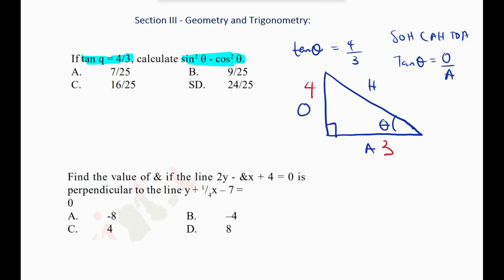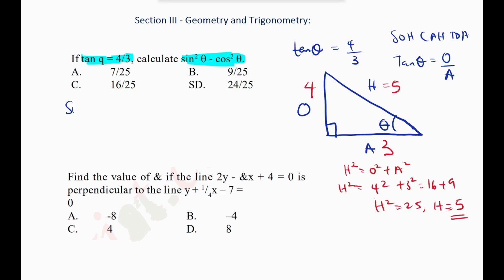So our hypotenuse, we need to use our Pythagoras. Remember, hypotenuse squared is equal to opposite squared plus adjacent squared. That becomes hypotenuse squared equals 4 squared plus 3 squared, which is 16 plus 9. H squared is equal to 25, so H is equal to 5. So this place is 5. So sine squared theta plus cos squared theta is what? Remember that sine theta is basically opposite over hypotenuse, so O over H.